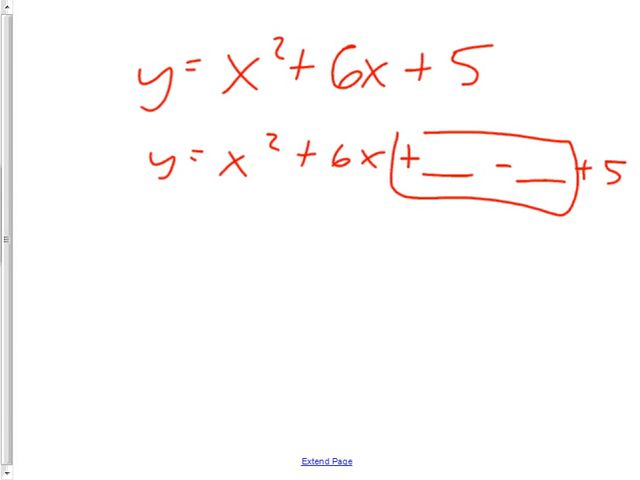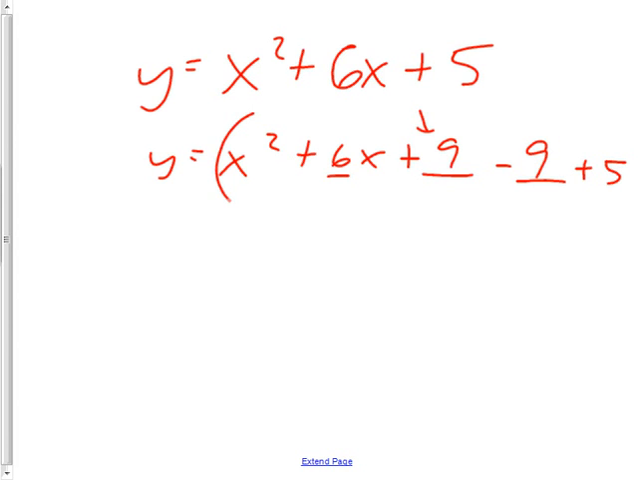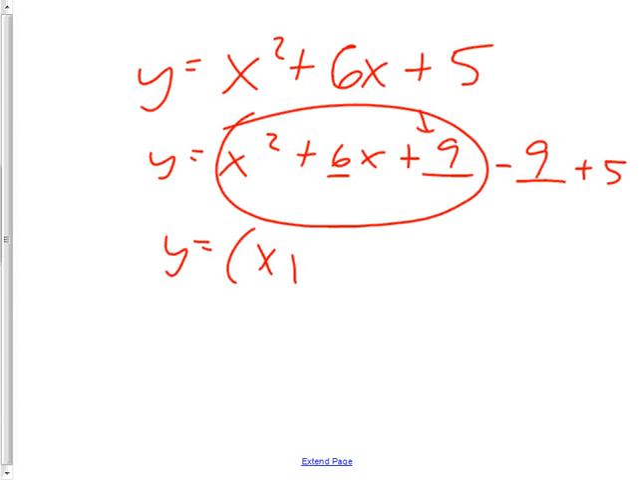Okay, and then I want to figure out what to put right here based on half and square. Half of the 6 is 3. 3 squared is 9. I have to put a minus 9 there. That way, plus 9 and minus 9 should cancel each other out. And that is a perfect square. Y equals x plus 3, x plus 3.